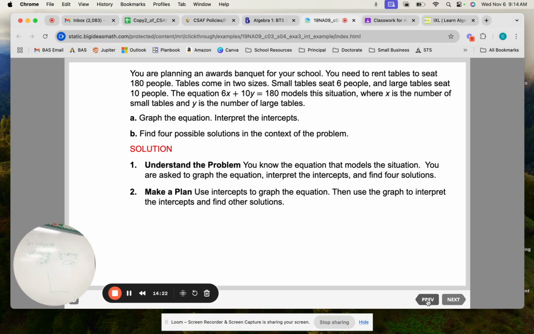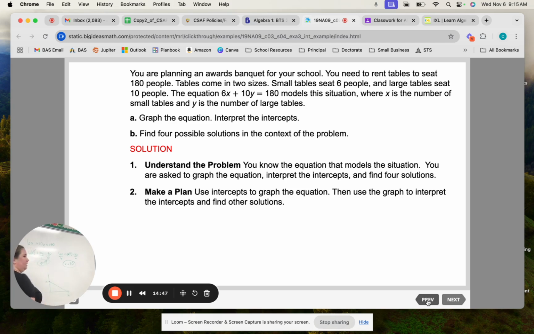All right. So my y can go up to 18, so we're just going to say 18 is about here. And then my x is 30, so we're going to say it's here. If I have no large tables here, no small tables here, and then somewhere in between all of these, I could have values along this line, right?